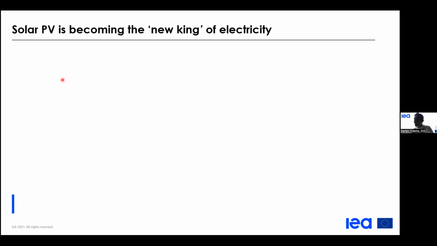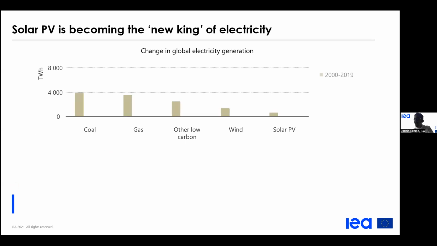Okay, so solar PV is becoming the new king of electricity, as we often say here at the IEA. Here you can see the change in global electricity generation from 2000 to 2019. So this is in terms of changes, the additional electricity coming from different sources.